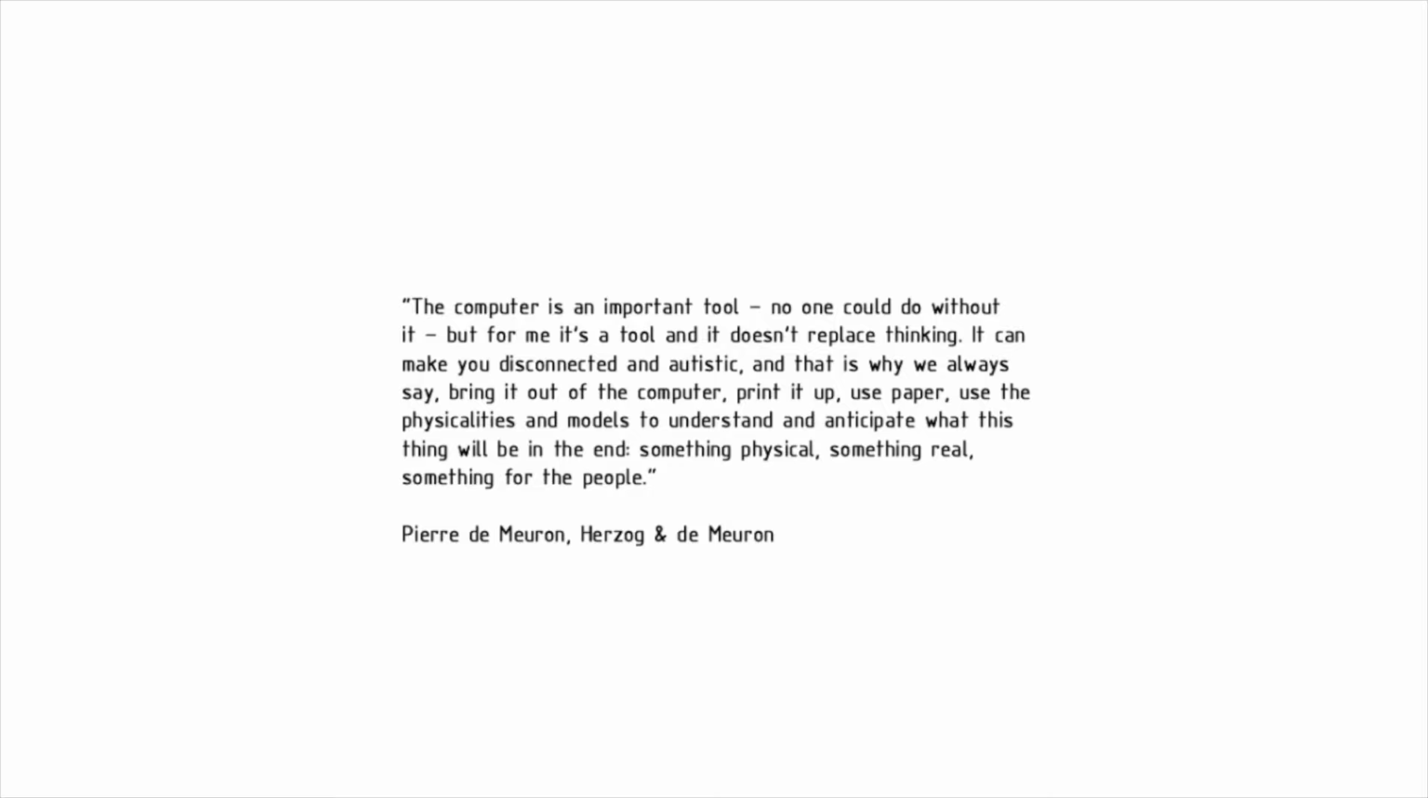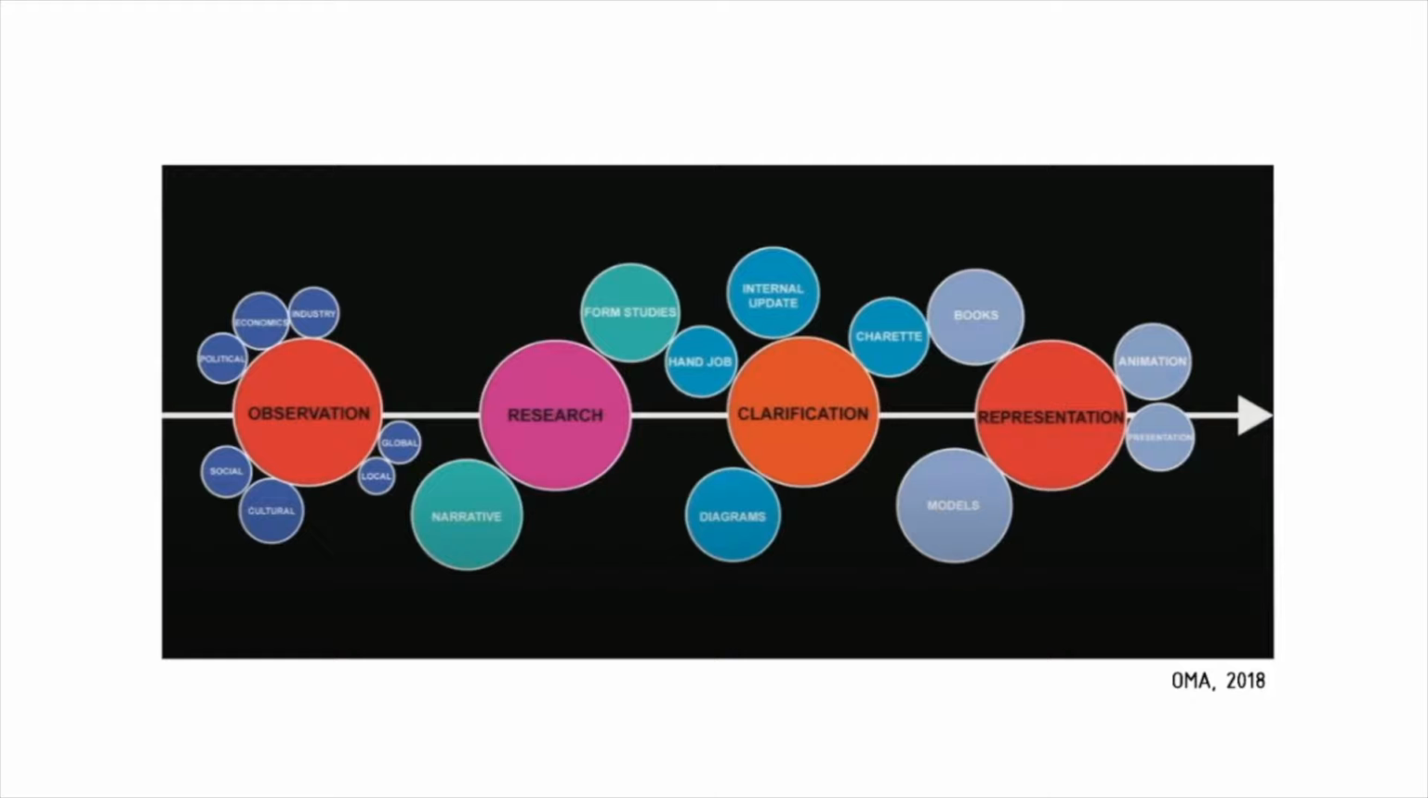So creative representation is embedded through all stages of an architectural project. This is a workflow diagram used by OMA, from the observation stage to the final representation. It starts from stage one, observation. At this stage, you really need to pay attention to the social problem, the cultural identity, and the local and global effects. It leads to the second stage, which is research.